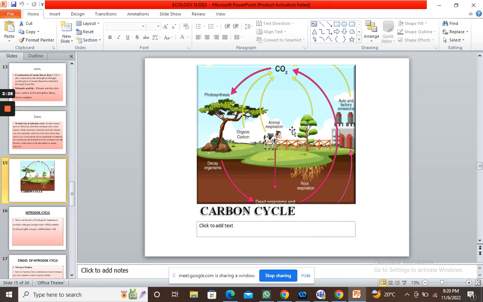So I think that marks the end of our lesson today. So we can recap and see what we have learned today. We started by defining the biogeochemical cycle, and we have also learned about the ways that carbon can be removed from the atmosphere, and also the carbon can be returned to the atmosphere. So what is biogeochemical cycle?